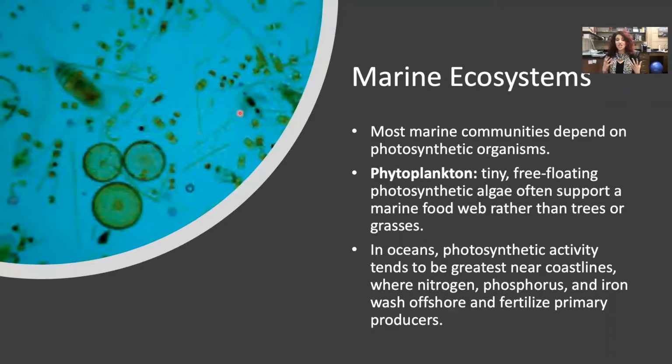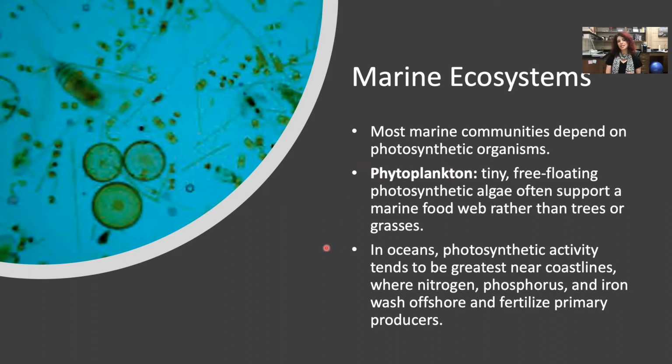And so just a little bit in general about these marine ecosystems. Most marine communities depend upon photosynthetic organisms to fuel their productivity. Okay, and these photosynthetic organisms are phytoplankton. Phytoplankton are defined as tiny, free-floating photosynthetic algae. And of course, as you can imagine, these often support a marine food web rather than trees or grasses. Okay, so on the terrestrial realm, we have grasses and trees that perform photosynthesis and serve as the basis of our food chain or food web. And here in the marine ecosystem, that is fueled by phytoplankton in the surface ocean.